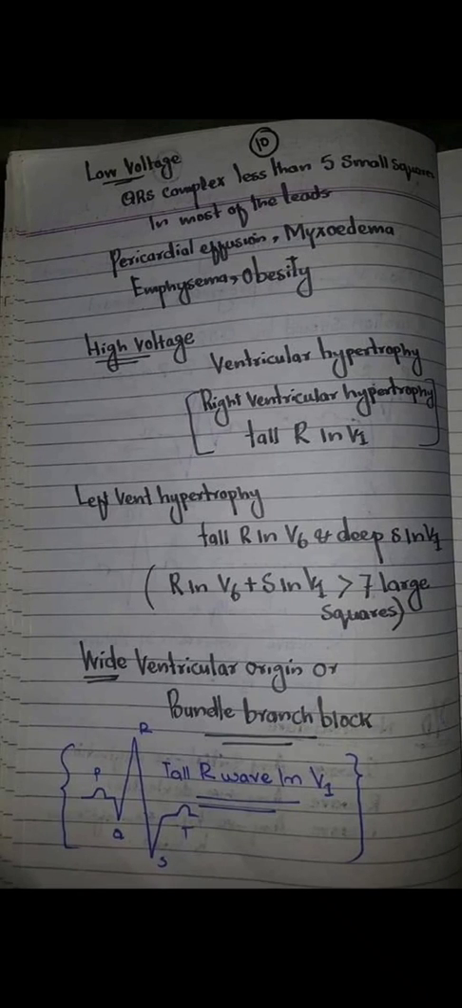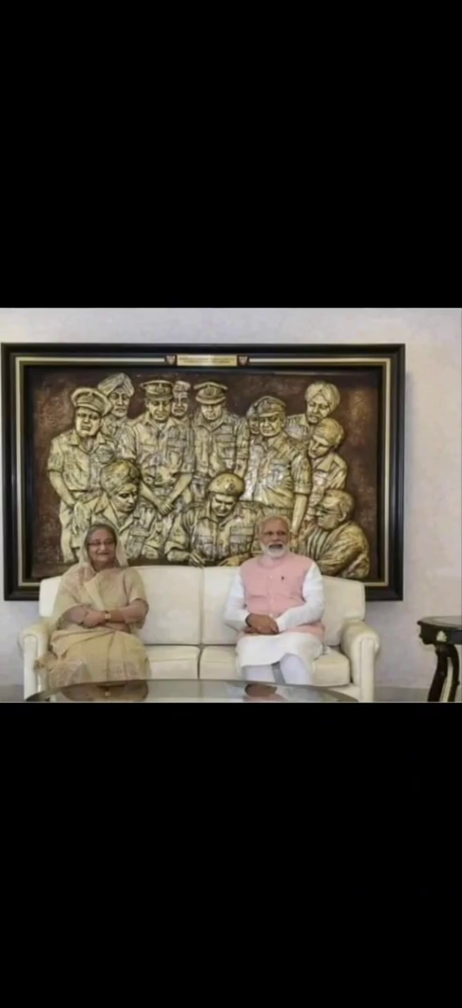Low voltage QRS complex is less than 5 small squares in most of the leads. It occurs in pericardial effusion, myxedema, and emphysema. So there is low voltage and high voltage. High voltage occurs in ventricular hypertrophy: right ventricular hypertrophy with a tall R in V1, and left ventricular hypertrophy. You can see a tall R wave in V6 and deep S in V1. R in V6 plus S in V1 is more than 7 large squares. A wide QRS of ventricular origin indicates bundle branch block. This is a tall R wave in V1, and you can see the voltage here.